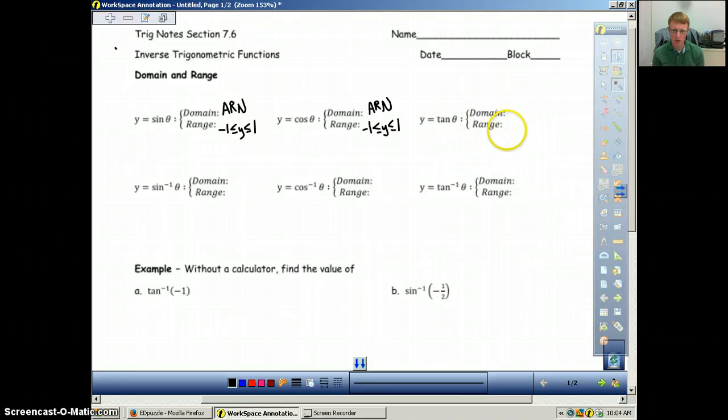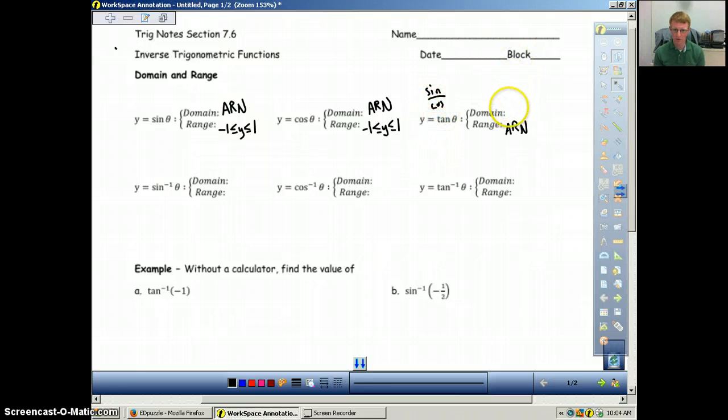With tangent, it's a little bit different. Our range, if you recall the graph that we showed, those actually go all the way up and all the way down, so those are all real numbers. But because tangent is the sine over the cosine, we had to figure out where cosine was equal to 0 because that's what makes it undefined. And so when we graph that, we figure out that the cosine is equal to 0 at pi halves, and then every pi after that.